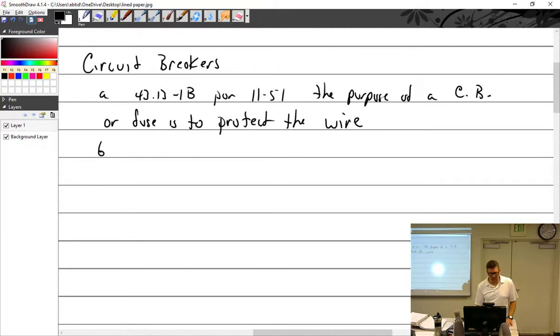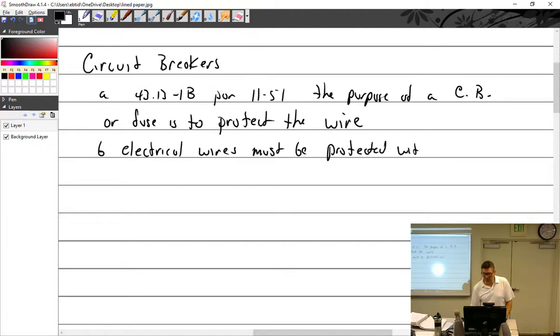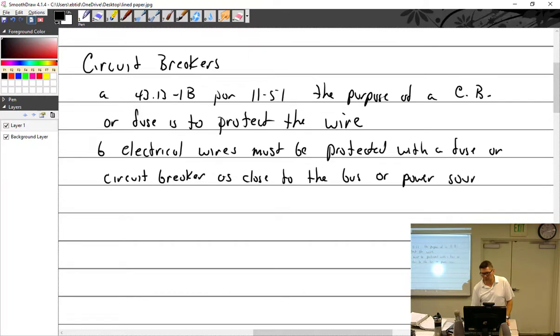B, electrical wires. Electrical wires must be protected with a fuse or circuit breaker as close to the bus or power source as possible.